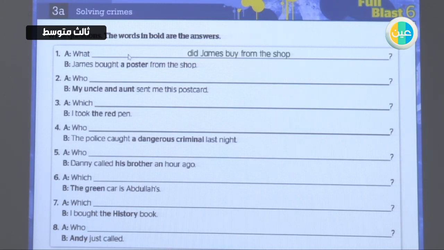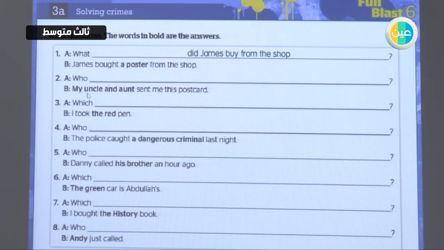What did James buy from the shop? So we use the WH word plus auxiliary plus the verb. Why? Because we're asking about a poster, which is the object of the verb. The second one, who? My uncle and aunt sent me this postcard. So we're asking here about my uncle and aunt.